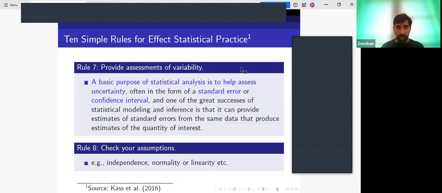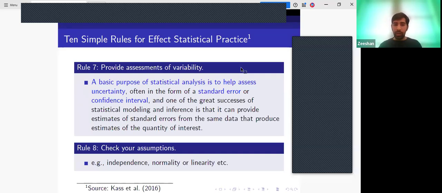So rule number 8 is check your assumptions. When we talk about assumptions, it means we are going to talk about a specific method first. Say we have data and we want to answer a specific question. In order to do that, we have explored our data through a specific descriptive analysis, right? And now we want to answer our question, say, based on ANOVA.